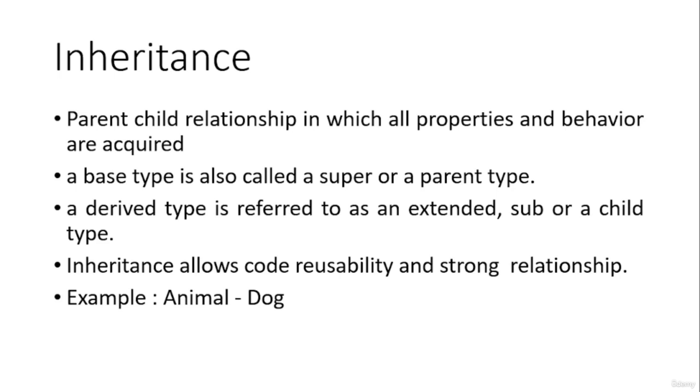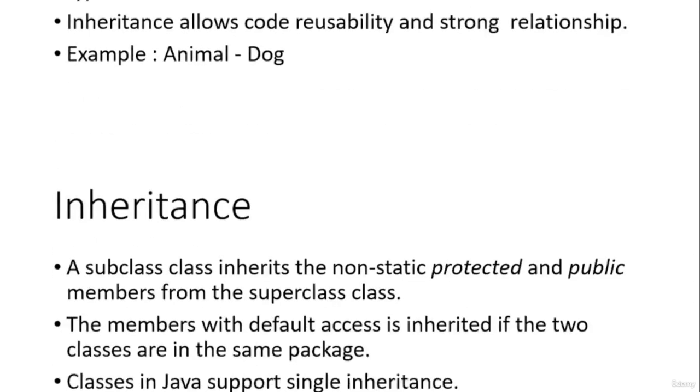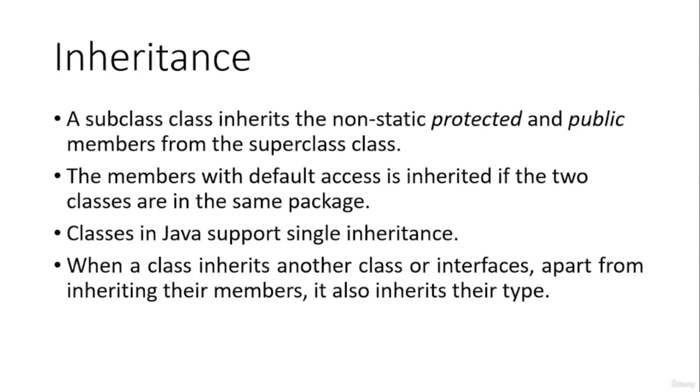Now let us discuss more about inheritance. In Java, when you inherit, what happens? The protected as well as the public members will be inherited. If you are inheriting from a different package, that is the case; if it is in the same package, then the default members will also be inherited. When we discussed access specifiers, I mentioned inheritance. Through inheritance, we can access the protected members from a particular class.